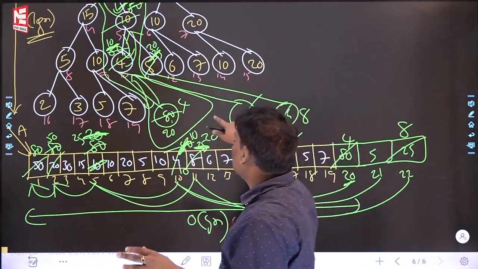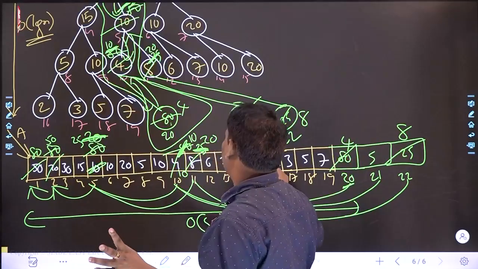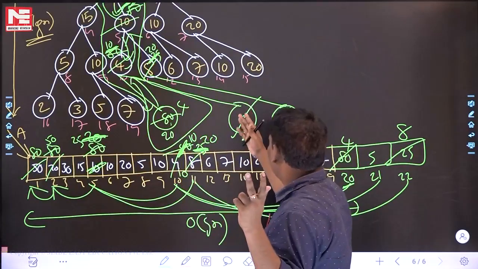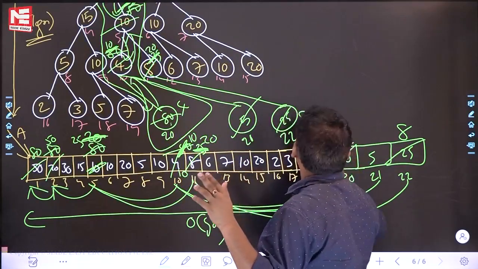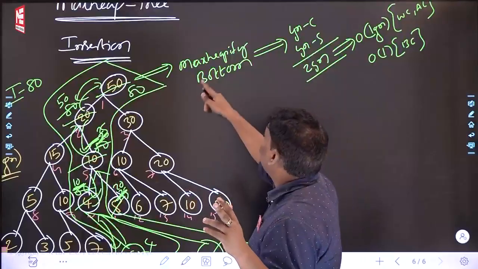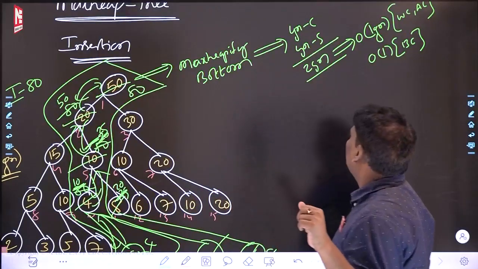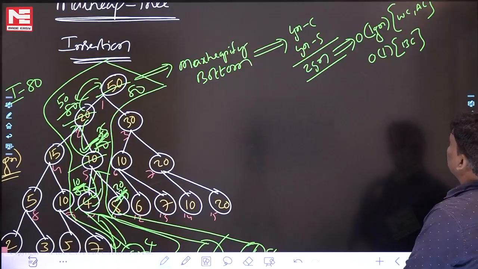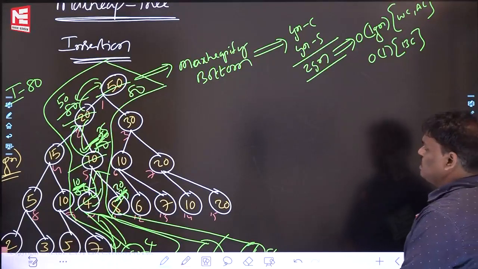Now let me ask you one small thing. We are done, see, 3 elements we inserted. First I inserted 20. This is for worst case, this is for best case, this is for average case. I have also written it on the board. This method is called max heapify bottom. Log n comparisons, log n swaps, so 2 log n. Order of log n for worst case and average case, order of 1 for best case.